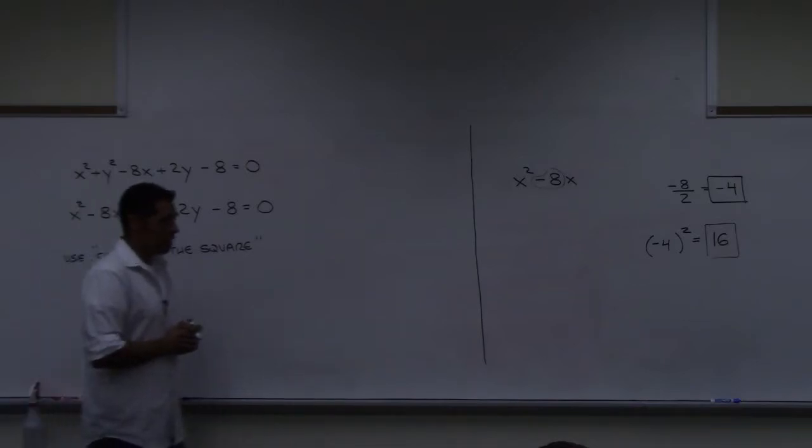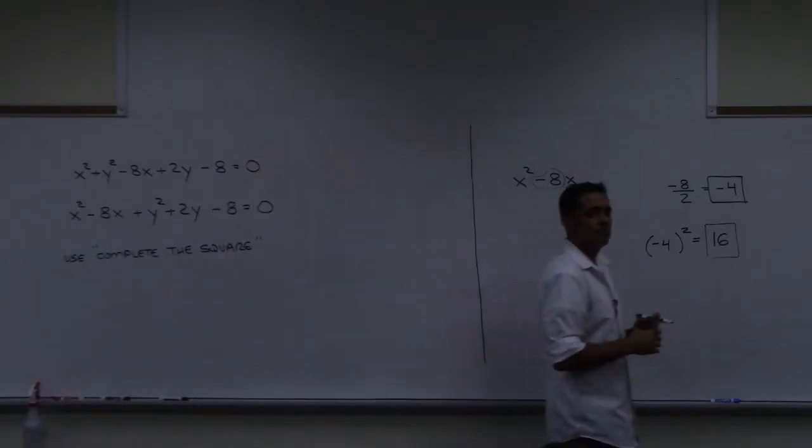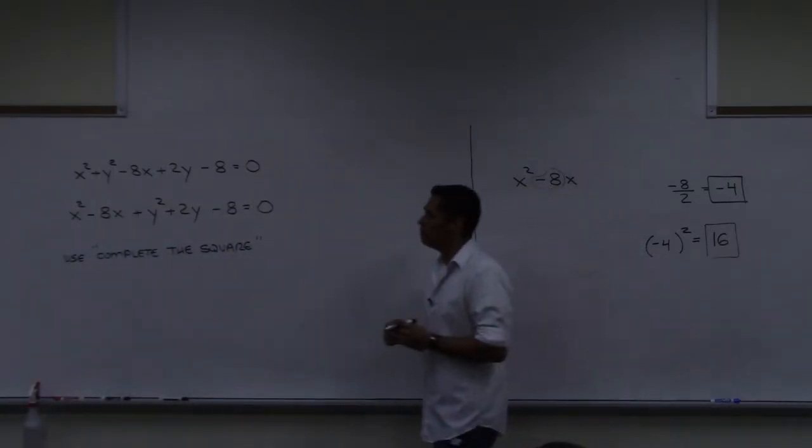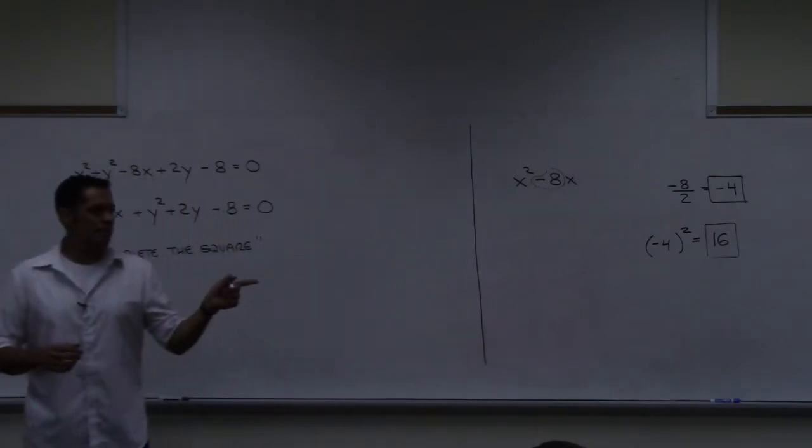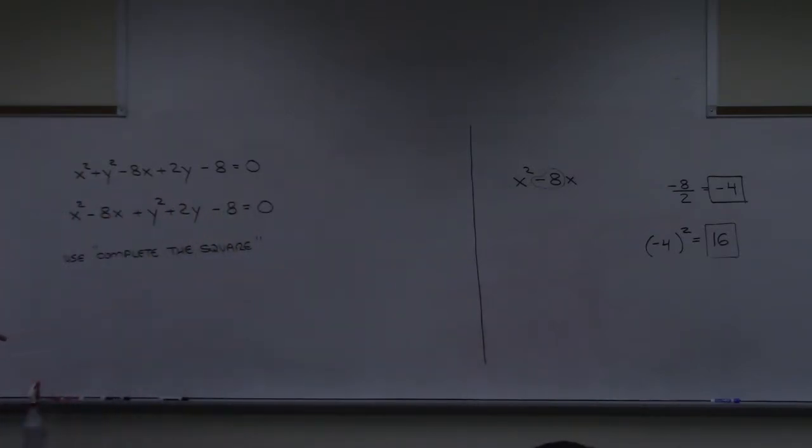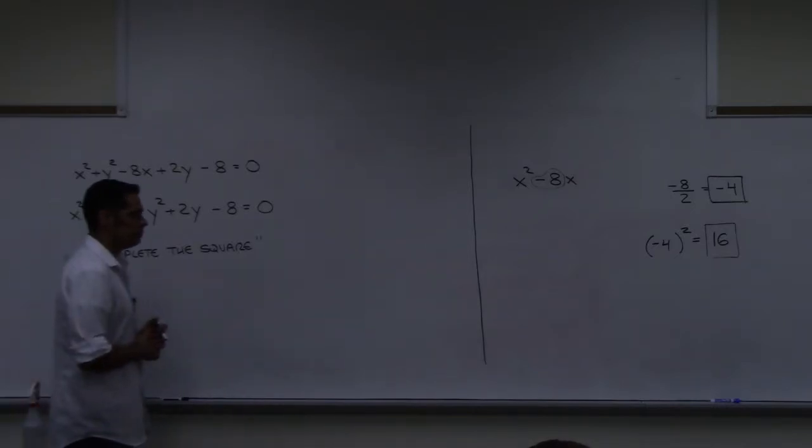Anybody know what to do with that 16 now? Yeah, you add it. Add it? You have to add it and subtract it. Okay, so I've heard you add it and subtract it. You're going to block it off, and that's going to become your new coefficient on the end. It's going to become your C term. And then you also have to subtract it from where you drew your parentheses.